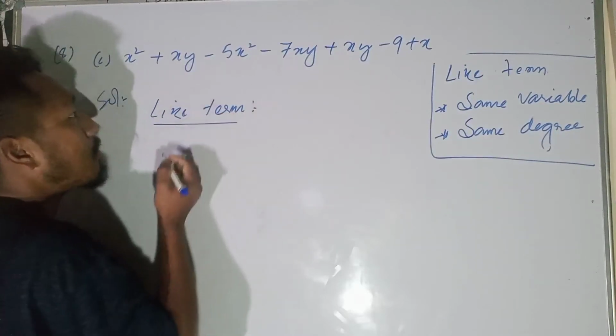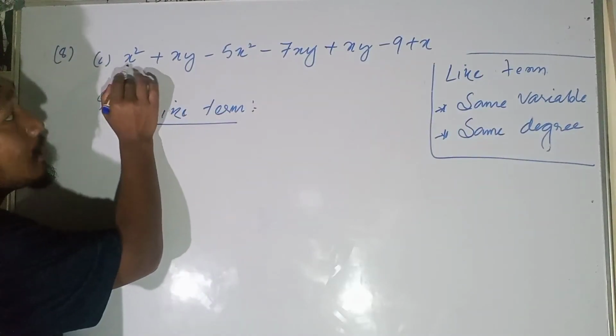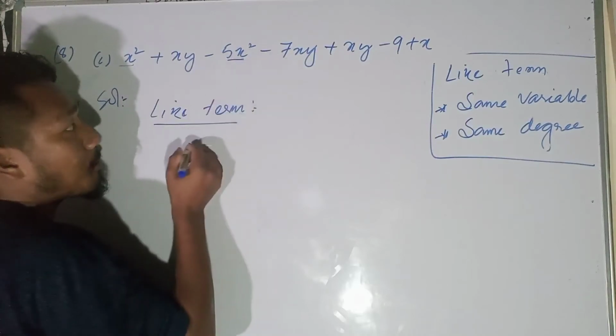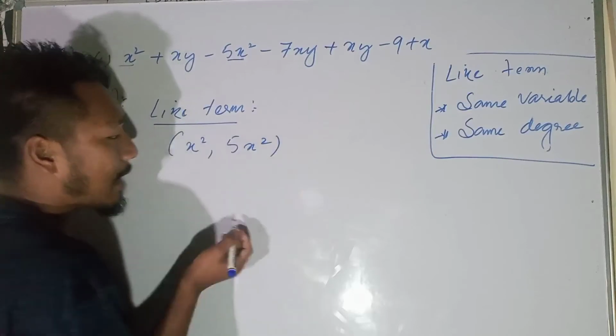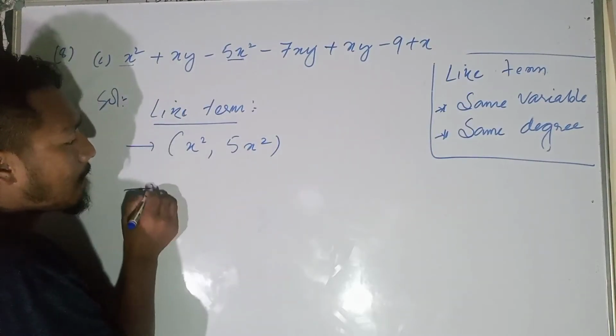Okay, so like term, you see x square. Any x square is there? Yes, 1x square, x square. That is what? They are like terms. Any more? No more. This is one more pair of like terms. Again, another one.